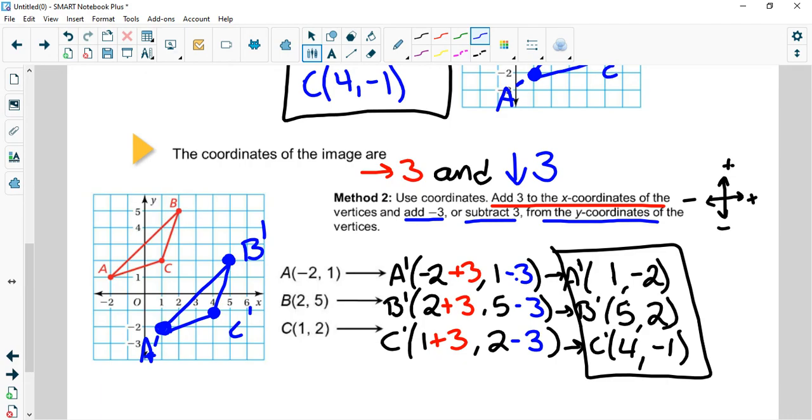So here is how we actually perform translations on a graph. The idea is we're trying to find the new coordinates. We're trying to figure out where one thing starts and then where it ends. Go back, rewatch any part of this that you need, and try out the practice that goes along with this lesson.